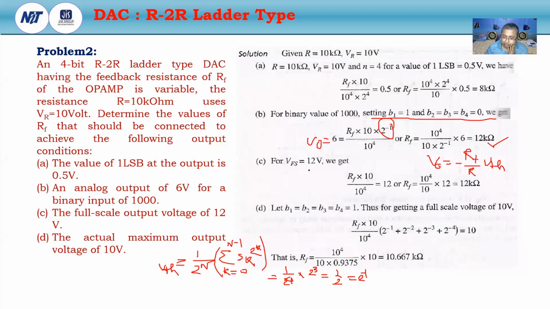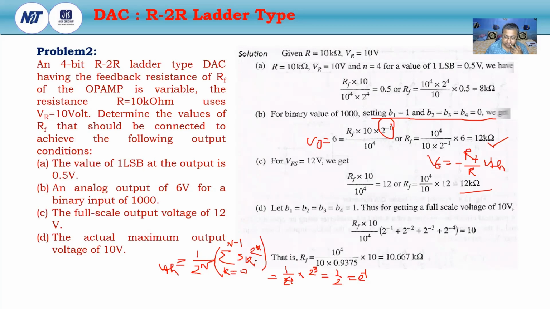Now the second: this is the full scale value, 12 volt, resolution. Full scale value means resolution. So RF into VR by 2 to the power of n, 1 bit LSB. Put it equal to 12, then we will get the RF. Now all are 1. Actually the maximum output is when all are 1, that means S3 1, S2 1, S1 1, S0 1. So put the value here: 2 to the power of 4, 2 to the power of 3, 2 to the power of 2, 2 to the power of 1, 2 to the power of 0. What will be the value? 15.